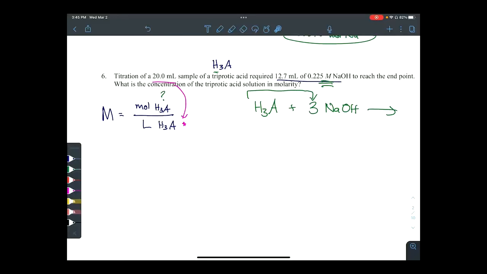Yeah? No, we do not. No, we do not. Because we want the molarity of the original sample, not of the base and the acid mixed together. We want the molarity of the original acid unadulterated. Does that make sense? Okay, all right.